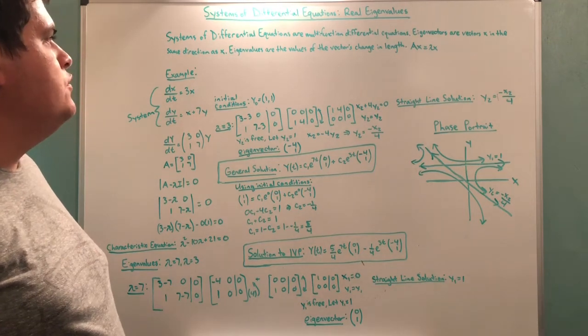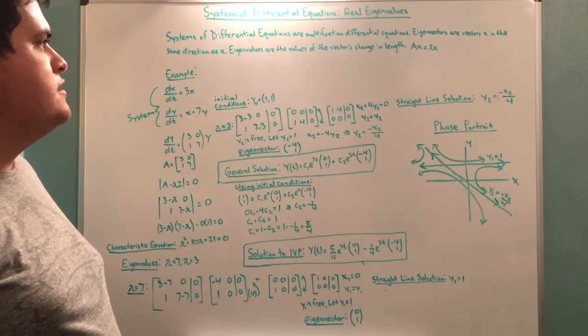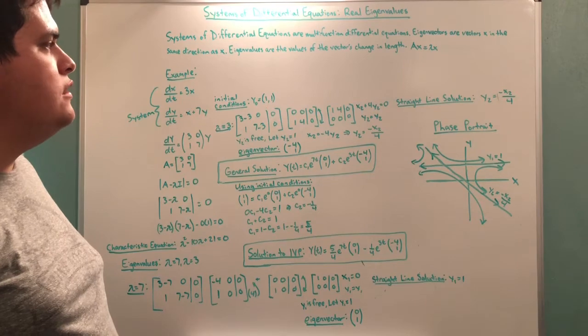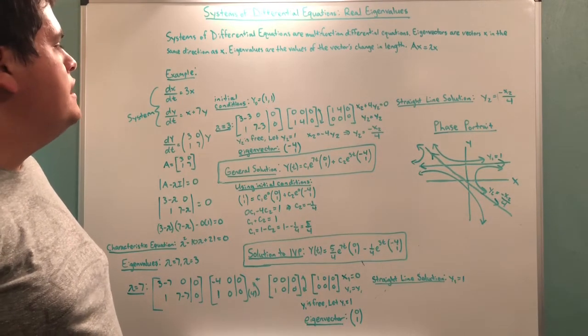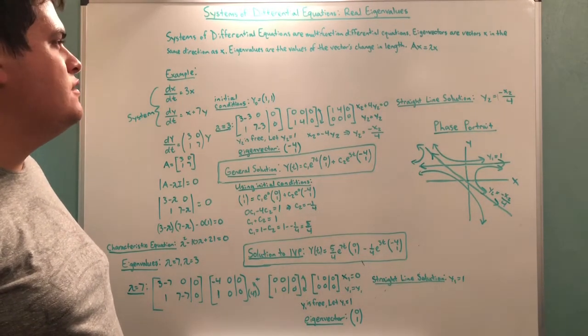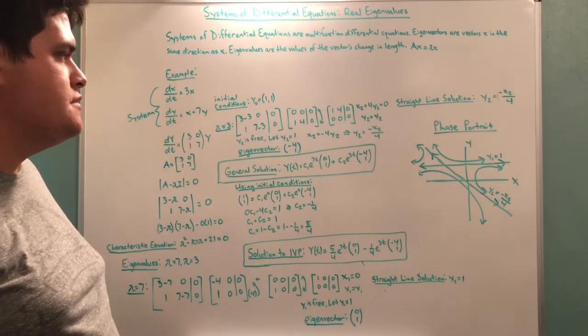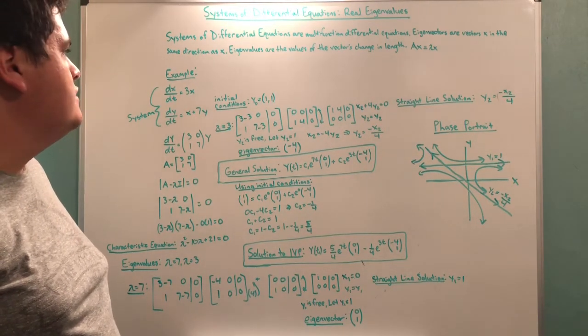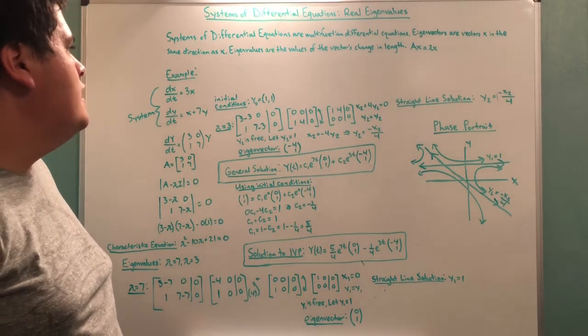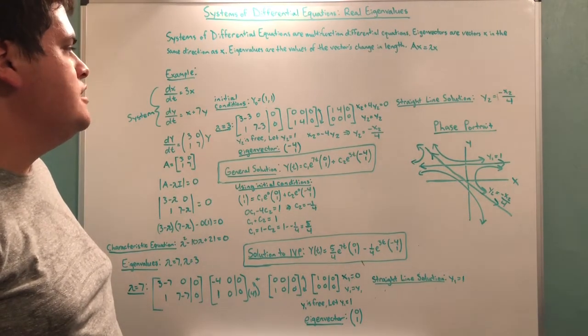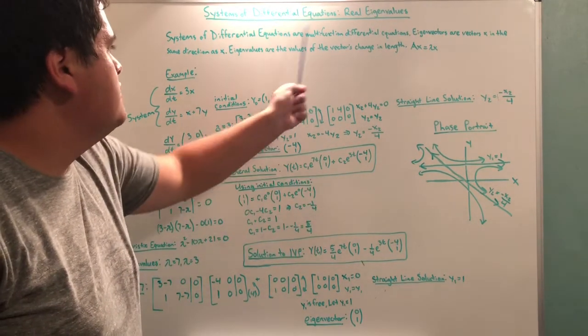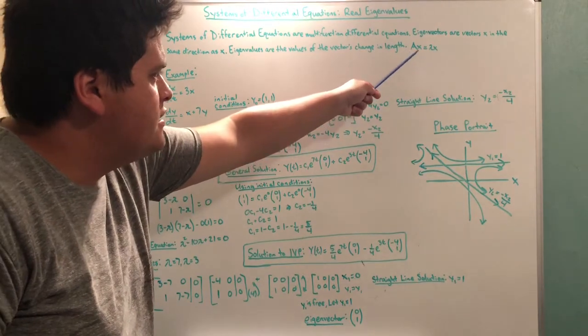For today's lesson, we'll be learning about systems of differential equations. In particular, we'll be looking at real eigenvalues. Systems of differential equations are multifunction differential equations. Eigenvectors are vectors x in the same direction as Ax, and eigenvalues are the values by which the vectors change in length. So eigenvectors and eigenvalues come from this definition, Ax is equal to lambda x.